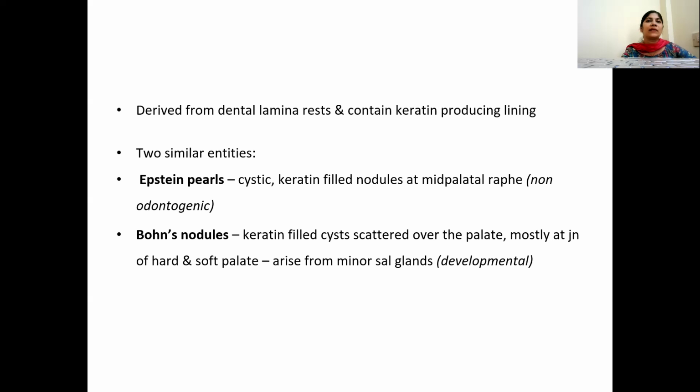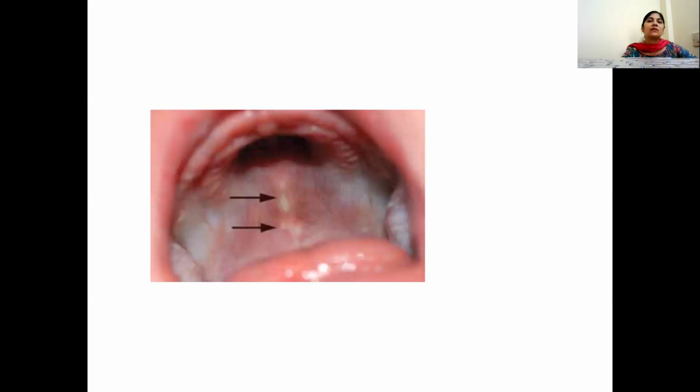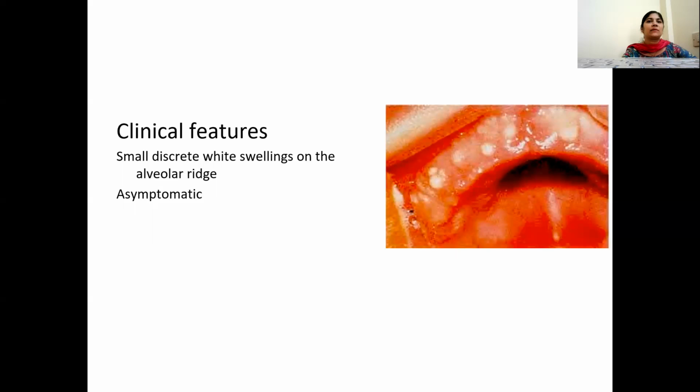So there are two entities similar to your gingival cyst of newborn, that are Epstein's pearls and Bohn's nodules. Epstein's pearls are seen in the mid-palatal raphe, and Bohn's nodules are seen scattered on the palate. So one is non-odontogenic and one is developmental. So that is the cyst seen, Epstein's pearls here at the mid-palatal raphe. The picture shows the presence of Epstein's pearls, and these are the nodules that you see on the alveolar ridge.